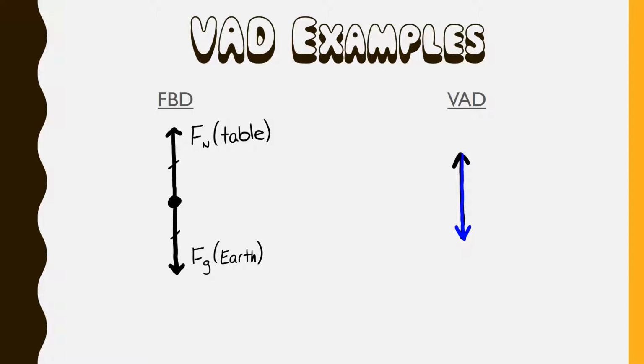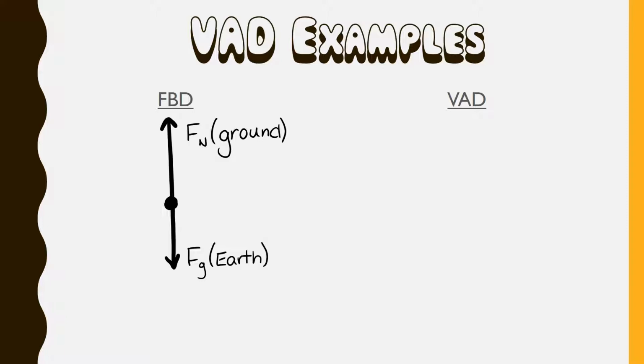Now in vector addition diagrams, we also typically label our arrows. And so I would label this normal force with the Fn, as we see in our diagram, and I would label this gravitational force with the Fg. Technically, we should also put the agent in parentheses following that symbol. And so I have my normal force from the table and the gravitational force from the earth. This is a pretty simple free body diagram, and thus a pretty simple vector addition diagram. So let's look at ones that are maybe a little more complicated.